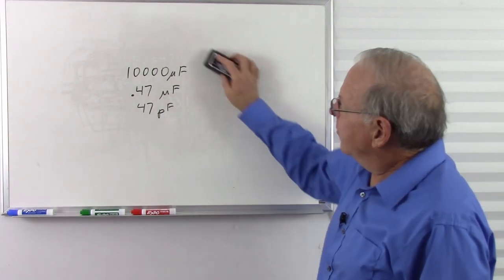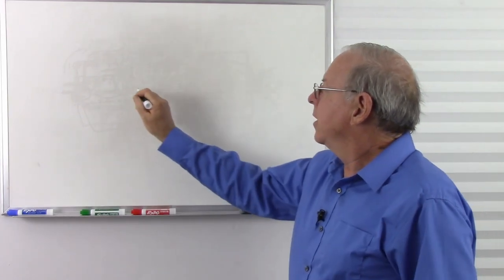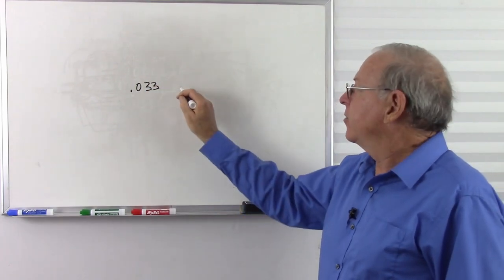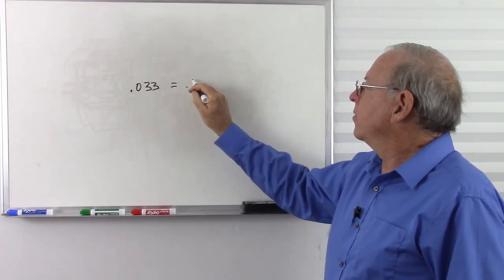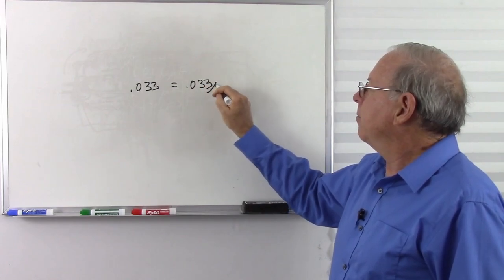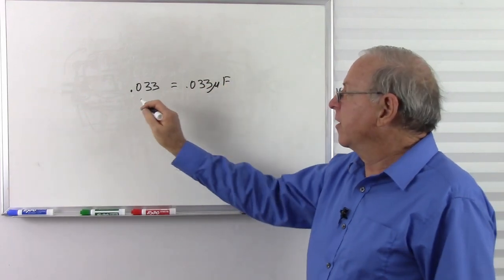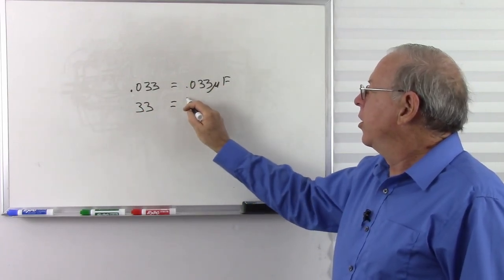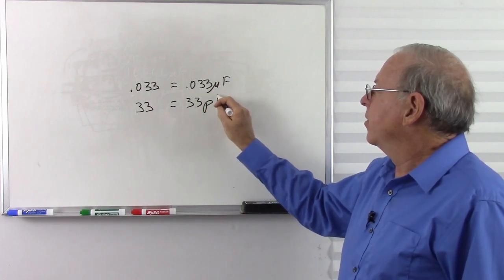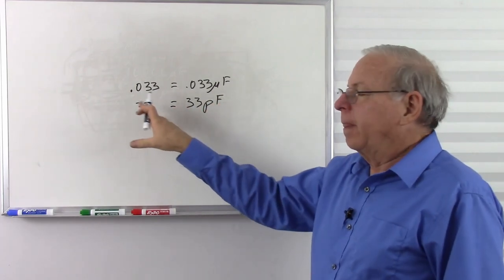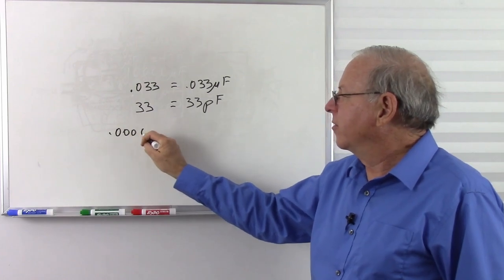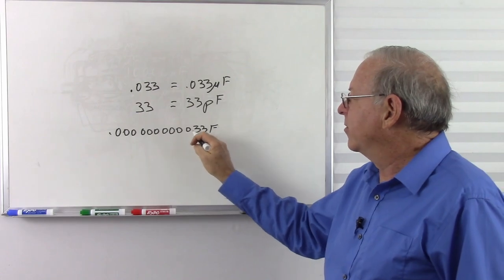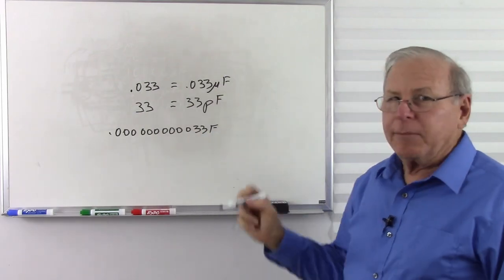So a capacitor labeled 0.033 is equal to 0.033 microfarads, but a capacitor labeled as 33 is equal to 33 picofarads, which of course is 0.00000000033 farads. Anyway, that's how those might be labeled.